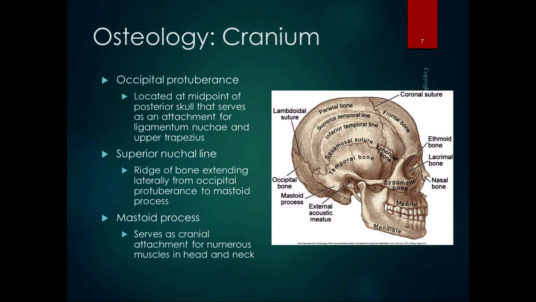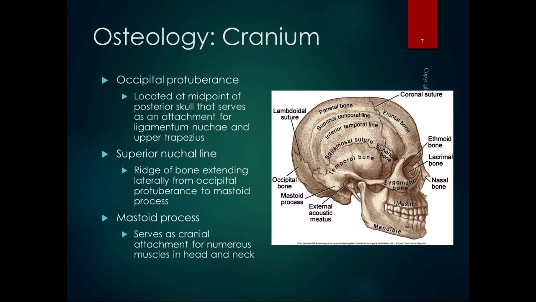So the three main landmarks that I want you to be able to palpate and know on the cranium are the external occipital protuberance, or simply occipital protuberance. And most people you can feel it on. If somebody's got long or really super thick hair, it's a little harder to find, but you can find it on most people. And people who have really short hair, it's really easy to find. It's located at the midpoint of the posterior skull, and it serves as an attachment for the ligamentum nuchae and the upper trapezius. So your upper trapezius goes all the way up there.